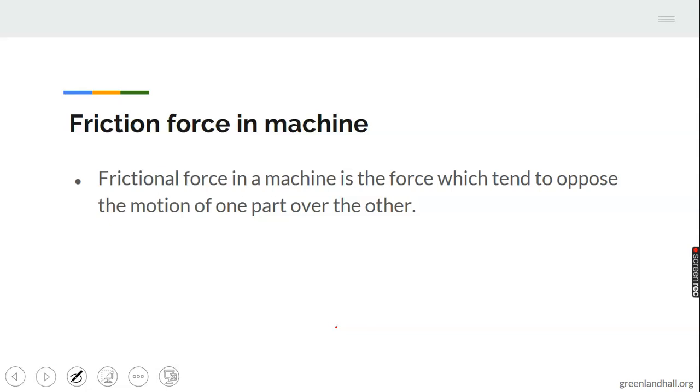Then there's what they call a frictional force in machine. What is frictional force? Frictional force in a machine is the force which tends to oppose the motion of one part over another. That is, it disallows the easy movement of one part of a machine over another. It does not allow machine parts to move over one another. It tends to discourage it. That's what we call friction.